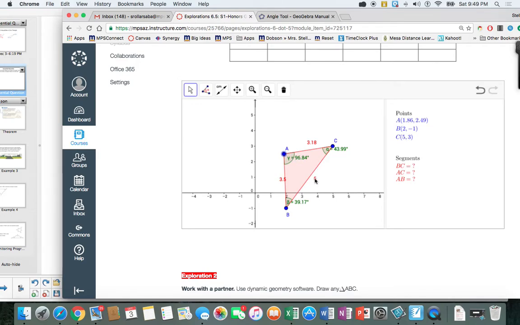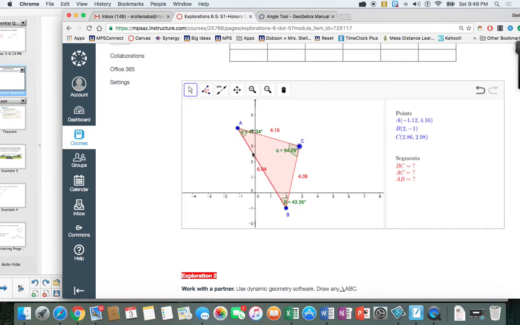Let's take a look at the smallest angle. The smallest angle right now is 39.17 degrees, and it looks like it's opposite the shortest side, which is 3.18. Let me move the triangle around, and let's force angle C to be the largest angle. Now angle C is the largest angle. Notice that it's opposite the longest side.